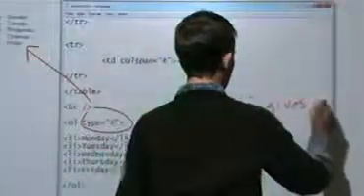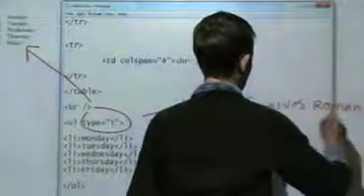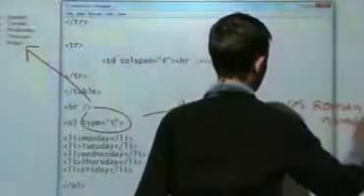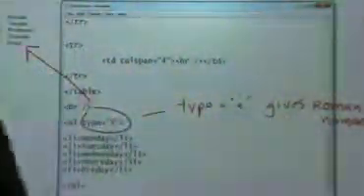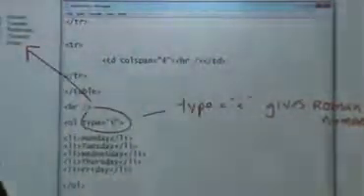Attributes are always enclosed, the value of an attribute is always enclosed in inverted commas, that's important.